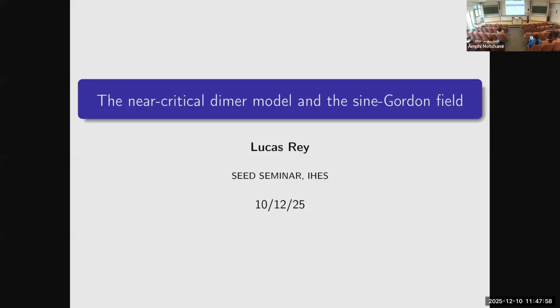So I'll talk about near critical dimers and the sine-Gordon field. So there will be a fermionic field theory, and the forests and trees will be underlying, but you won't see them much in the talk. I will try to point where they are.